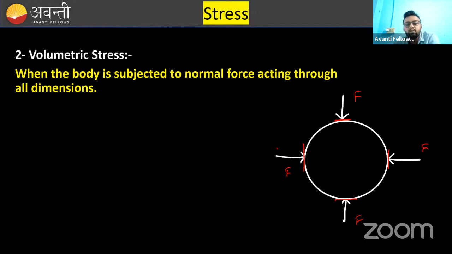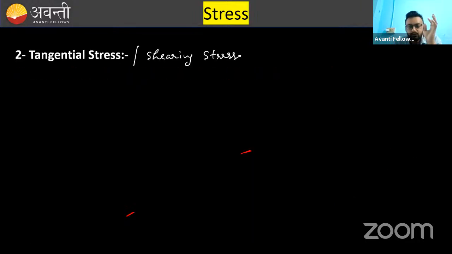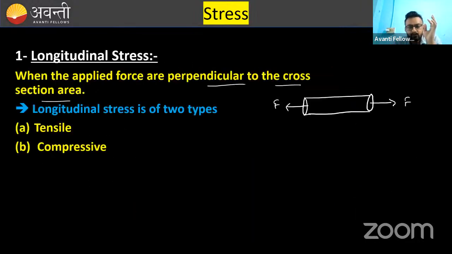So what is volumetric stress? When the force acts on a body normal to the body at every point, then the stress is known as volumetric stress. Clear? What is the difference between longitudinal and volumetric stress? In longitudinal stress, only one dimension of the body is changing. Let me show you. The force is changing only one dimension of the body, that is, the length of the body is changing.